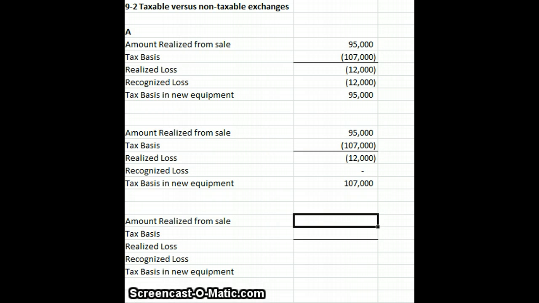The final component is that 6 months after the exchange, Business K sold the new machinery for $100,000 cash. How much gain or loss does Business K recognize if the exchange was taxable? And the second part is how much was recognized if the exchange was non-taxable.